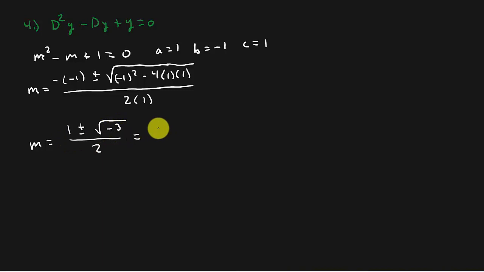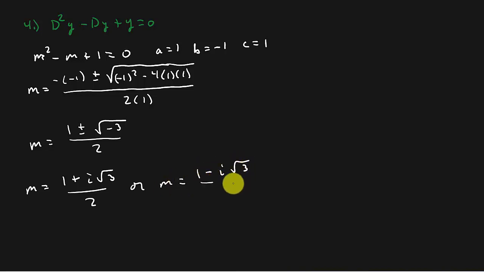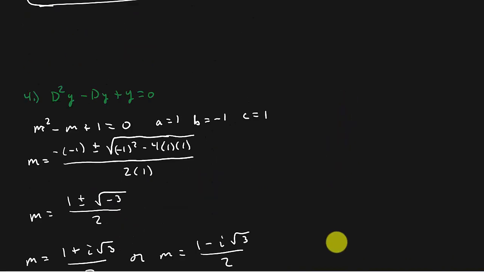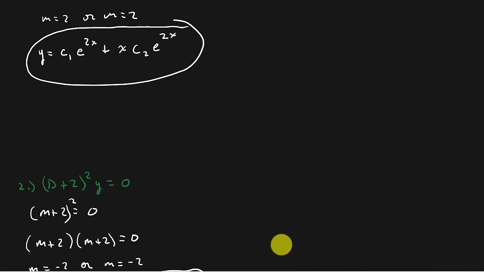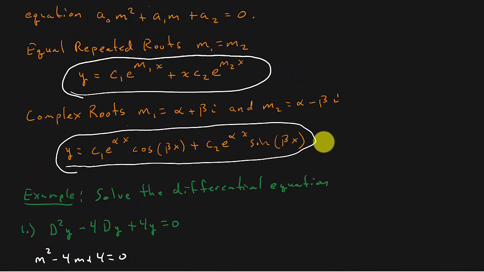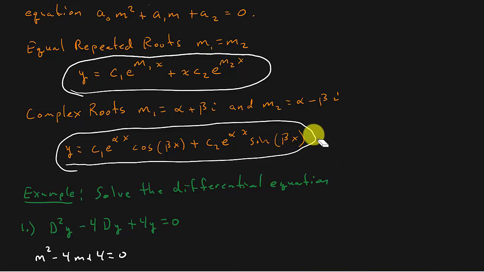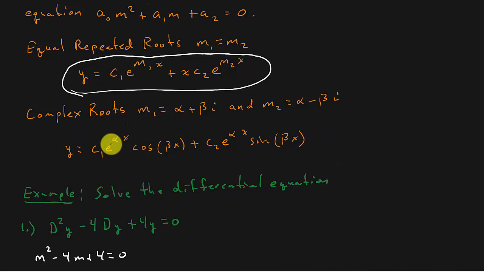And so we get m is equal to 1 plus i square root of 3 over 2, or m equals 1 minus i square root of 3 over 2. Remember, the negative sign under the radical, the square root of negative 1, is i. And so you've got your two solutions here. Now, remember up here in our solution, we have to know what alpha and beta are.